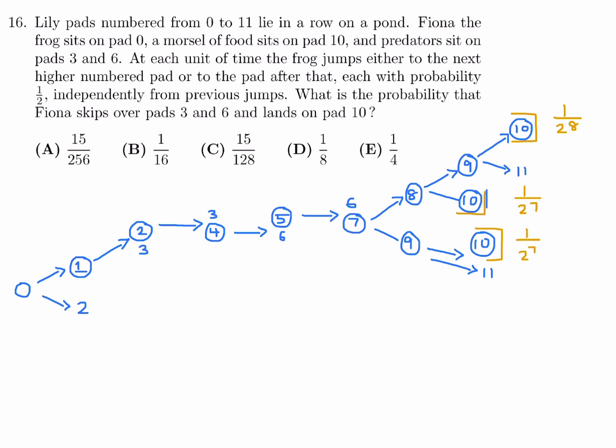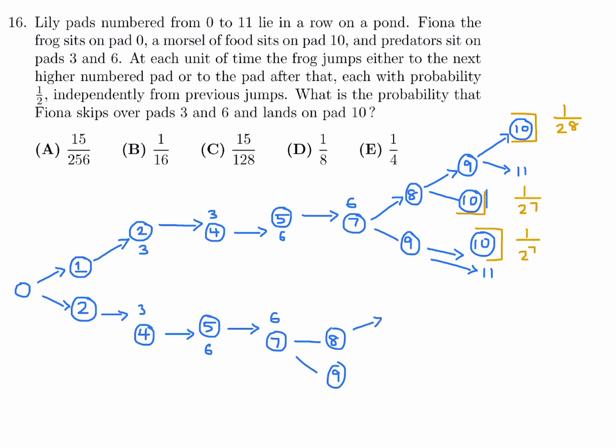Okay, so now that you get the hang of this, we'll do the next part, where the first jump was to 2. 2 is perfectly fine. Now we get to either 3 or 4. 3 has a predator, so we go to 4. That's the only one we should choose. From 4, we can go to 5 or 6. 6 has a predator, so we choose 5. 5, we can go to 6 or 7. We choose 7. From 7, we can go to either 8 or 9. Both of those are perfectly fine.